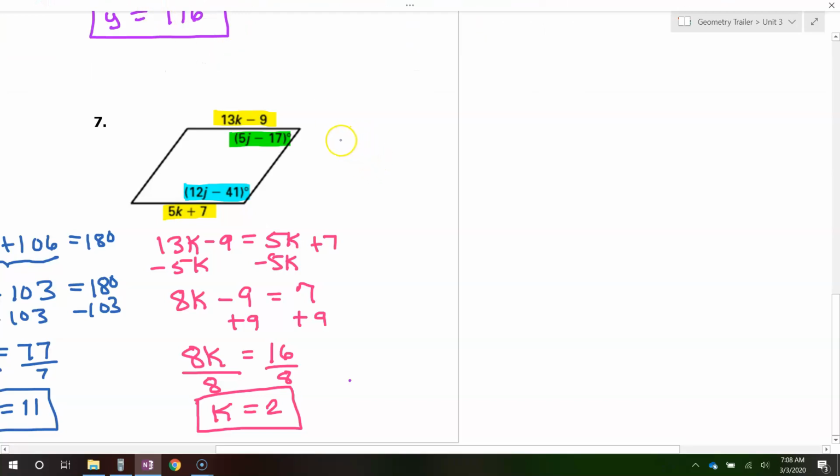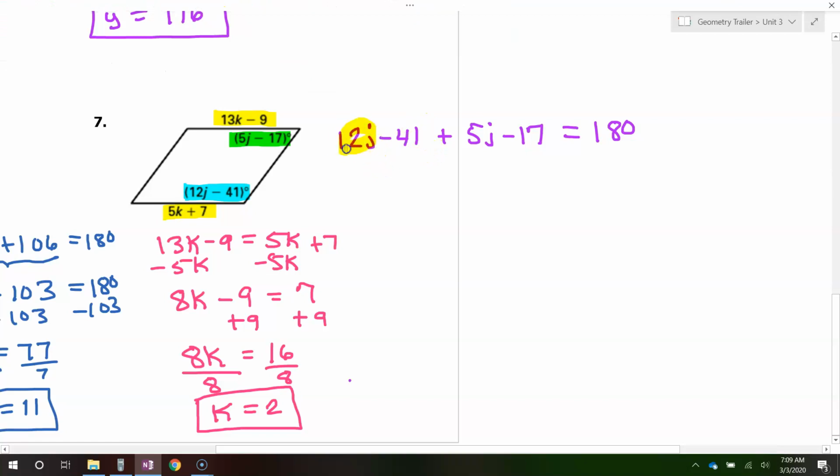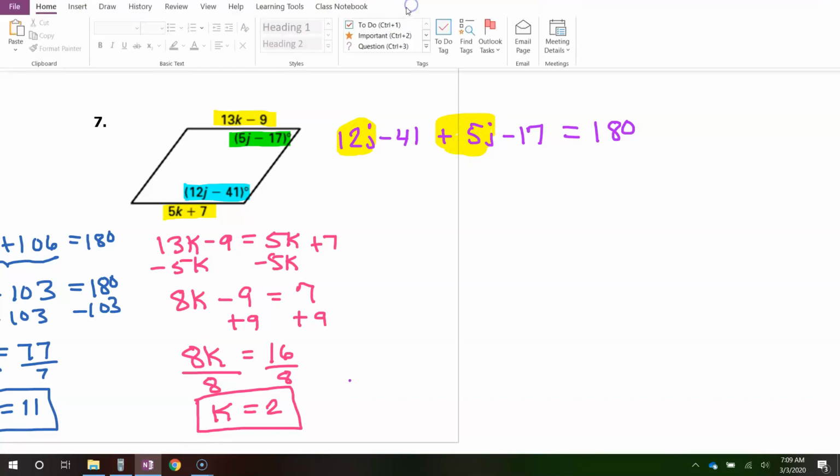So what we can say is that 12j minus 41 plus 5j minus 17 should equal 180. All right, they are supplementary, they add up to 180. Now, all of these terms are on the same side of the equation. So we're just going to combine like terms. So looking at the 12j and the 5j, those are like terms. So let's just put those together.